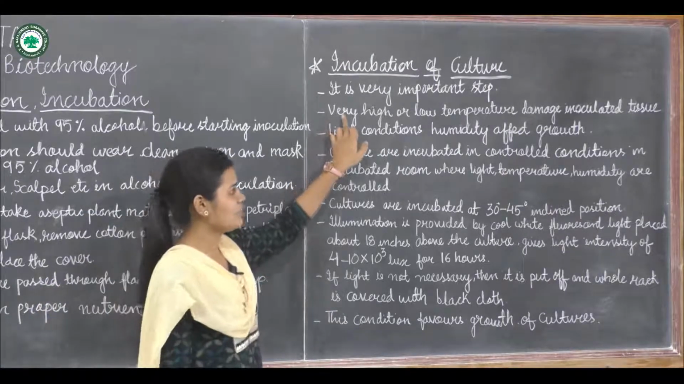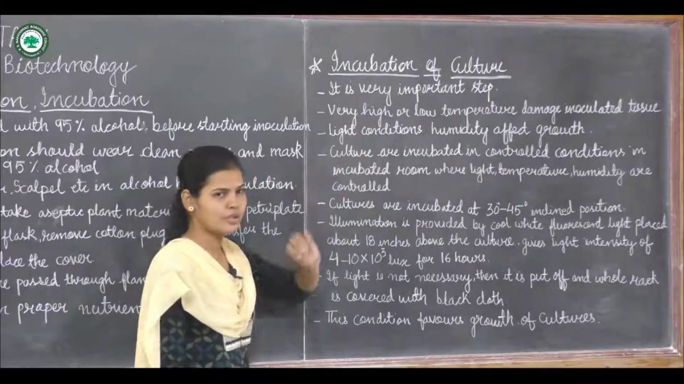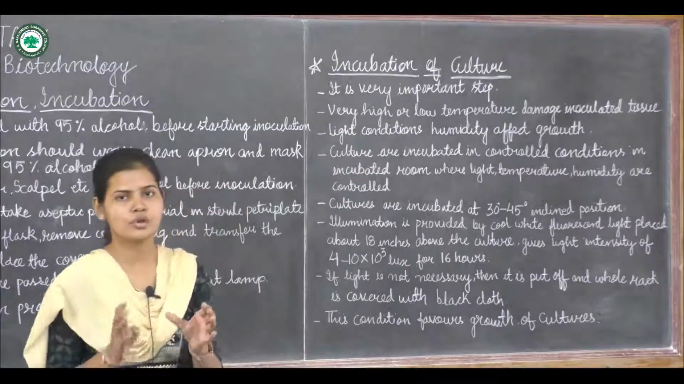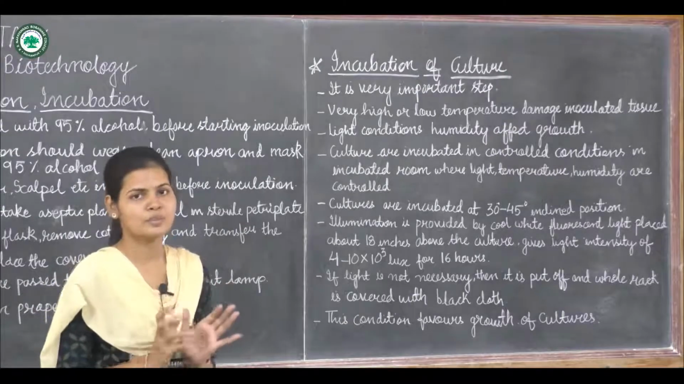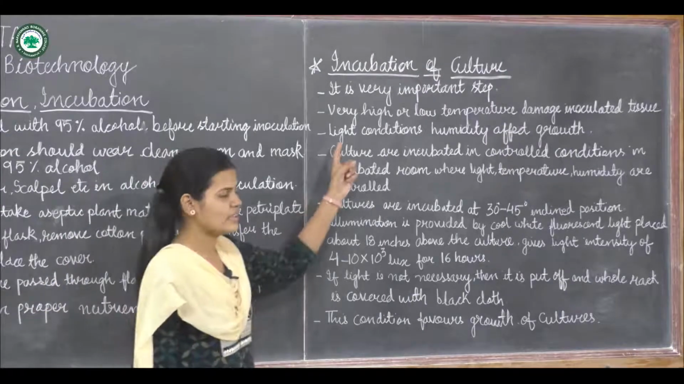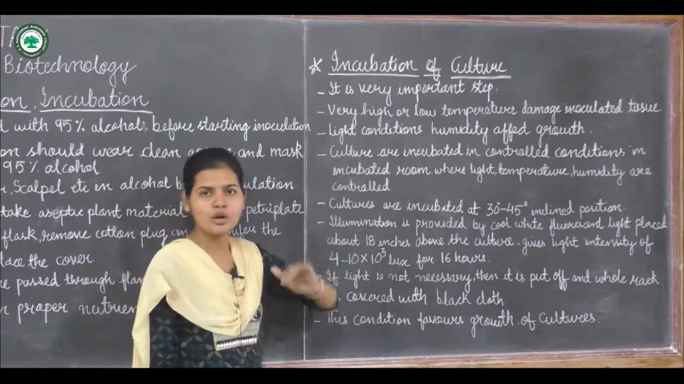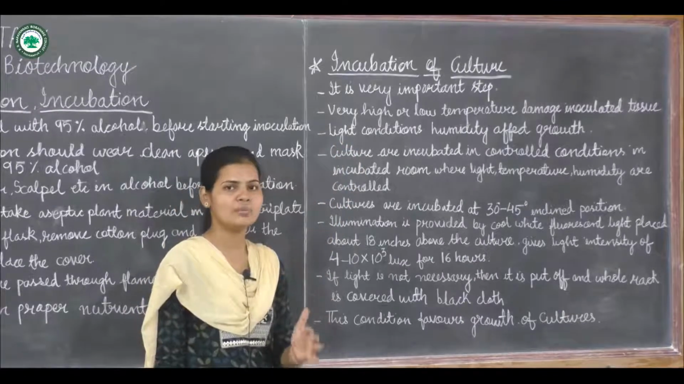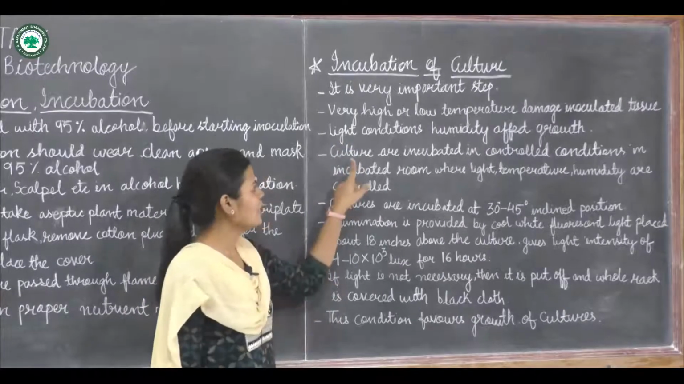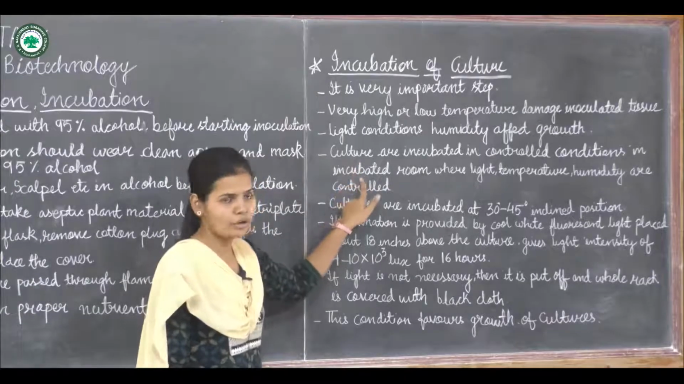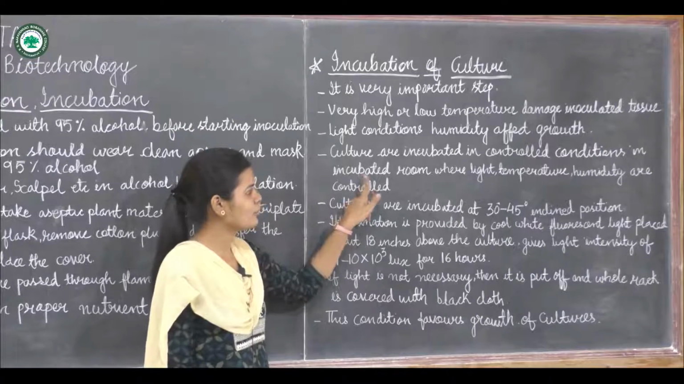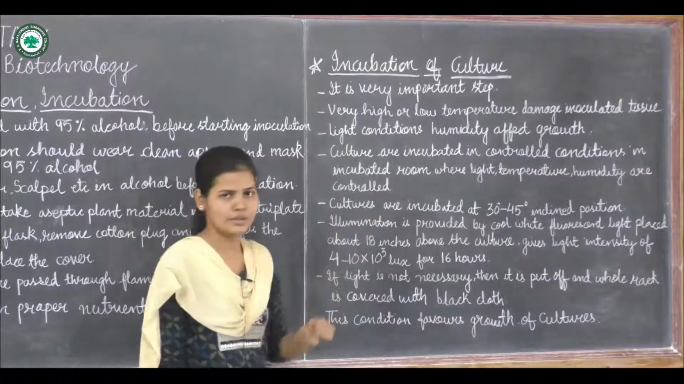Very high or low temperature damages the inoculated tissue. So the temperature should not be high or low, it should be optimum. Optimum temperature should be maintained. Now light condition and also humidity affect the growth of that particular explant. So cultures are incubated in controlled conditions, in an incubation room where light, temperature and humidity are controlled.